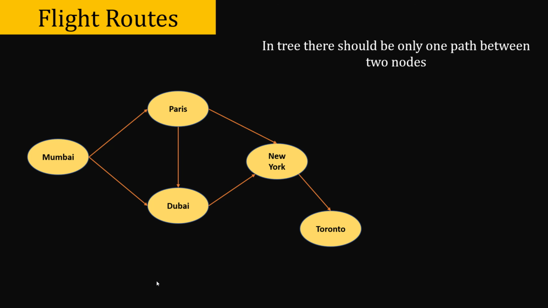In tree, there is only one path between the two nodes. Here you can see that graph is a complex data structure where you can pretty much randomly connect any two nodes. Thinking about Mumbai and New York, there are two paths which connect these two nodes: Mumbai, Paris, New York, Mumbai, Dubai, New York. In fact, there is a third path which is Mumbai, Paris, Dubai, New York. You cannot have this in tree. In tree, if there are two nodes, there should be only one path. So then, tree can be thought of as a special type of graph.